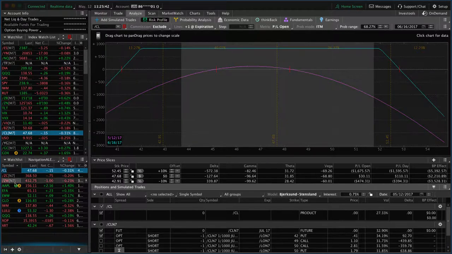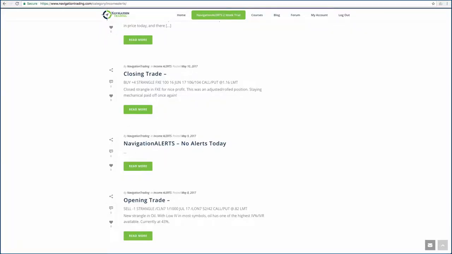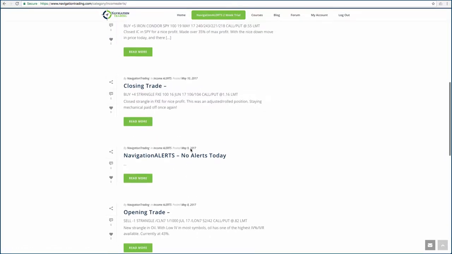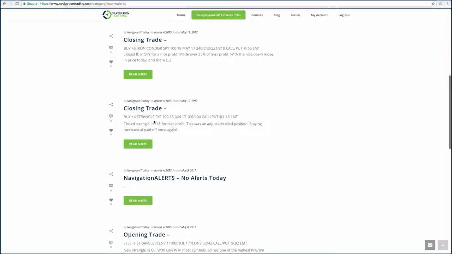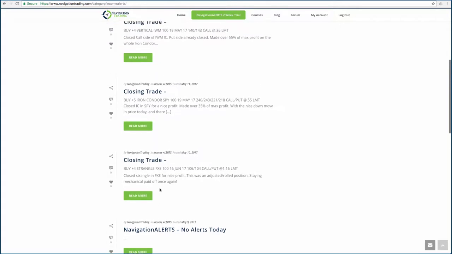It's up a little bit, not enough to take off, so we'll continue to monitor that. Next trade we did: on May 9th there were no alerts that day. The next day we did a closing trade and took off a strangle in FXE. This was a position that had been adjusted and rolled from the previous May cycle, stayed mechanical, and it paid off once again.